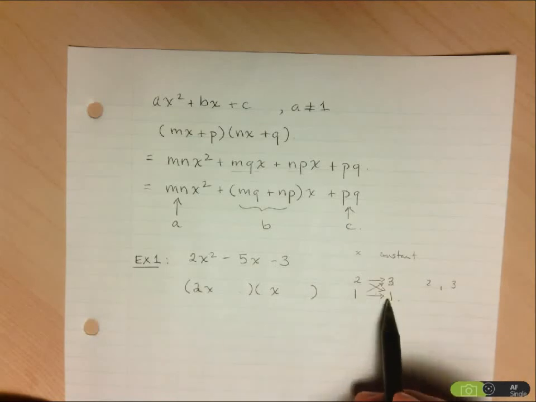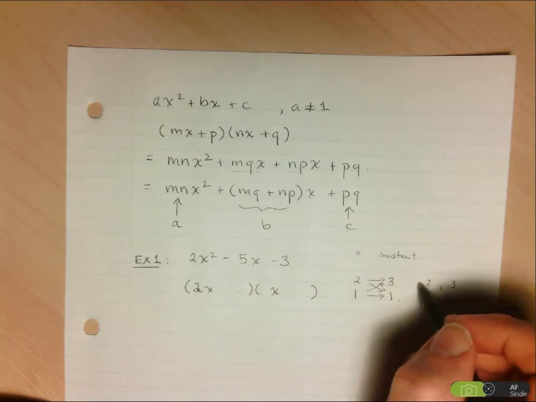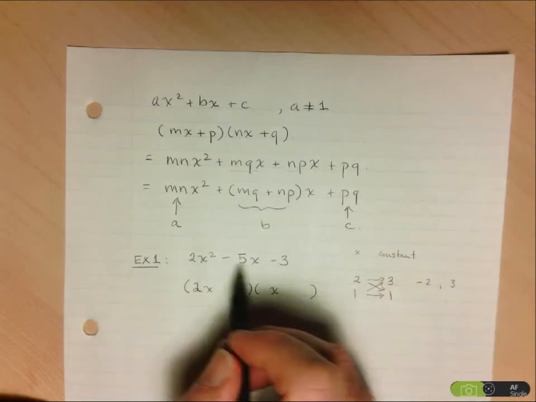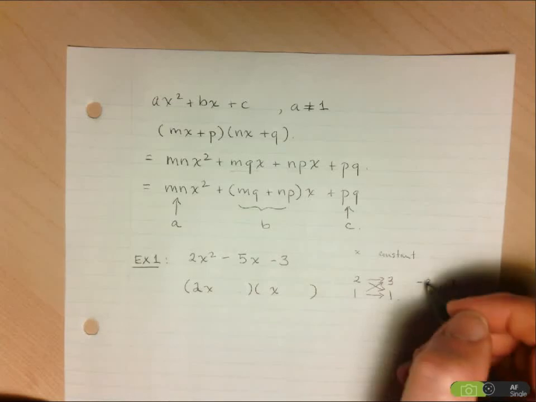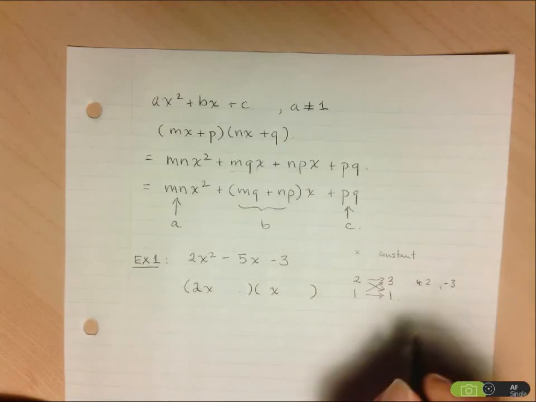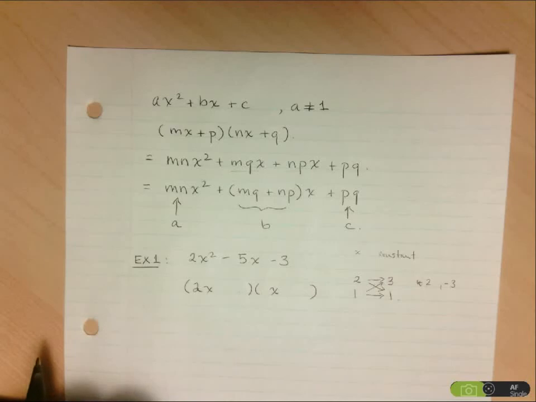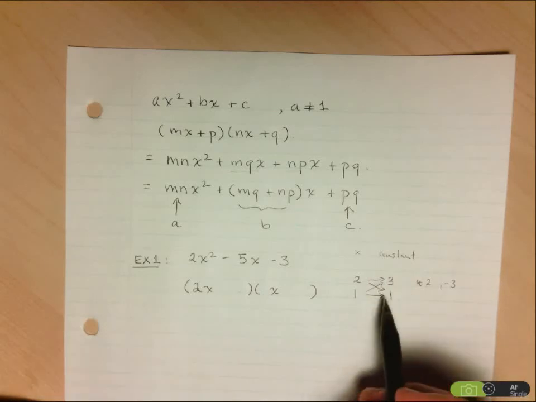So in this case here, one of these will have to be negative. If the 2 is negative, negative 2, positive 3, that won't work to get us negative 5. If the 3 is negative, negative 3, positive 2, still won't work to get us the negative 5. So that means we'll have to try the other combination.